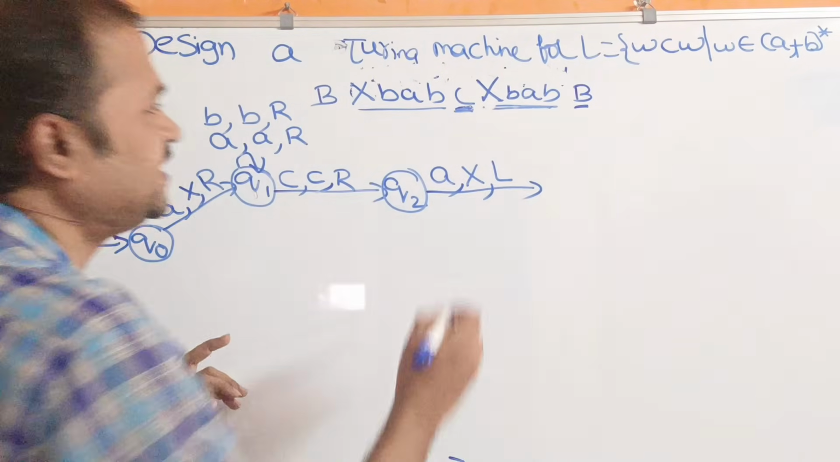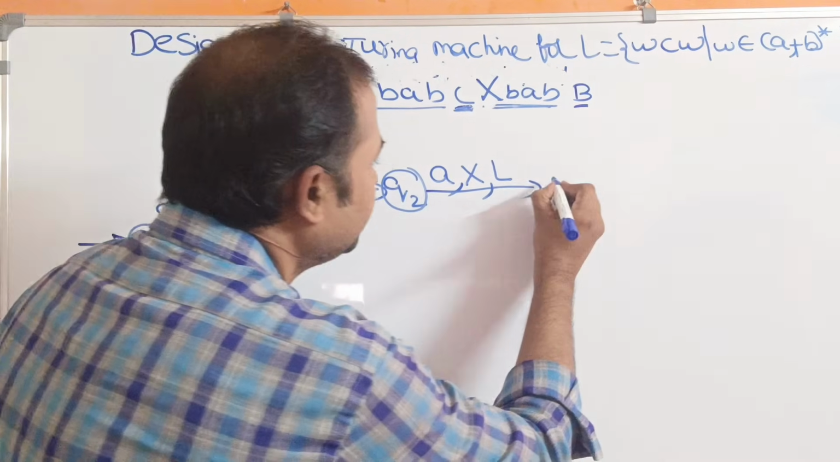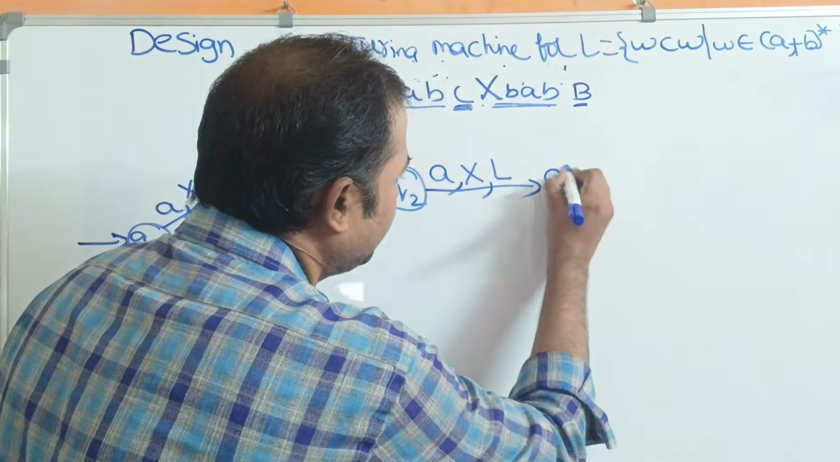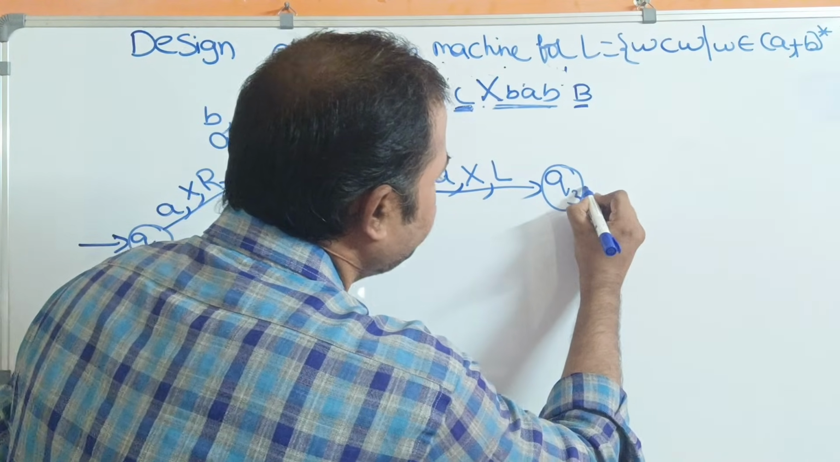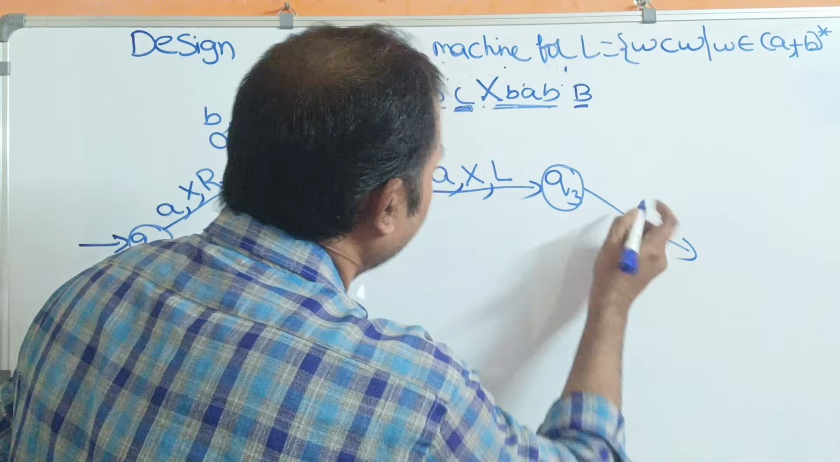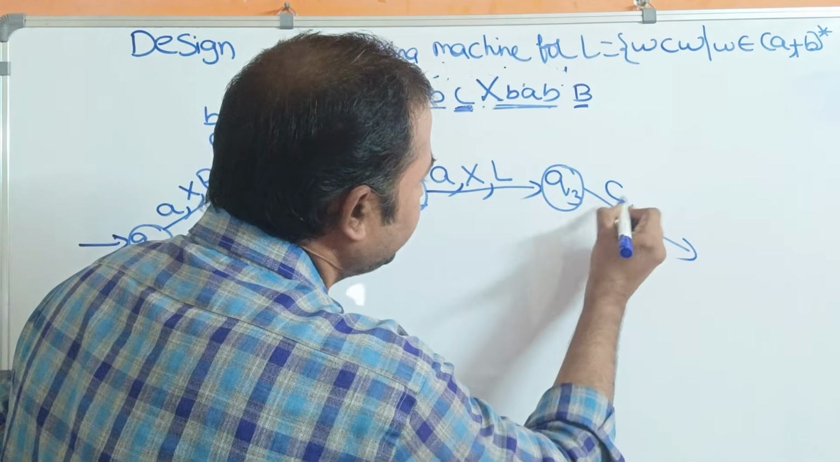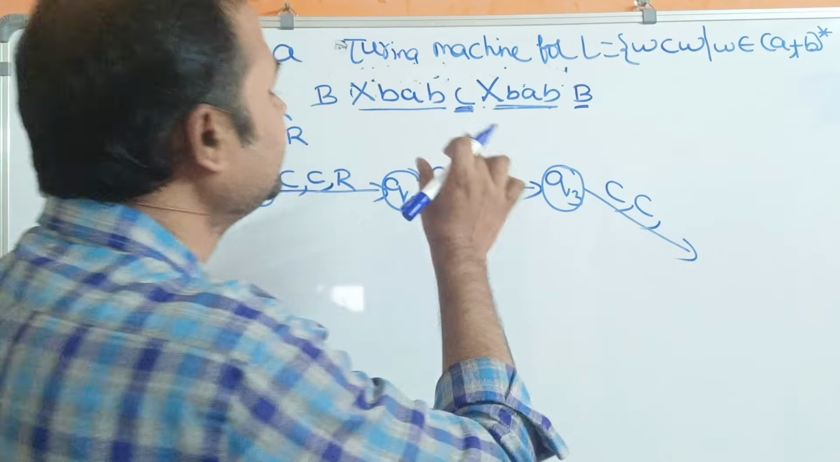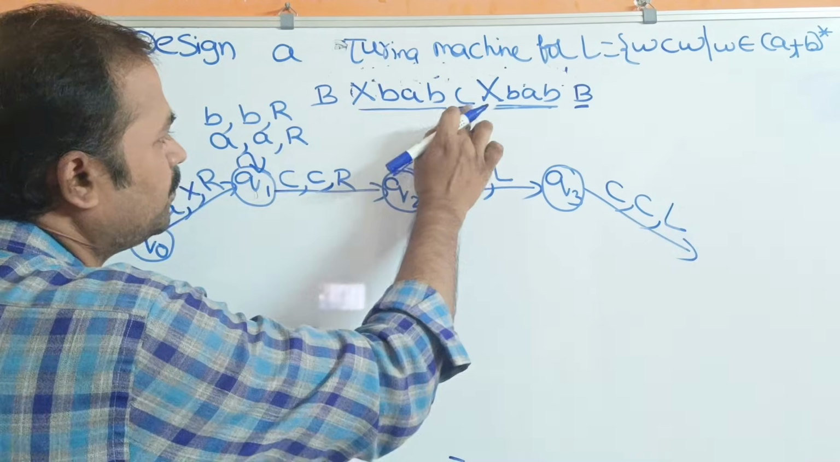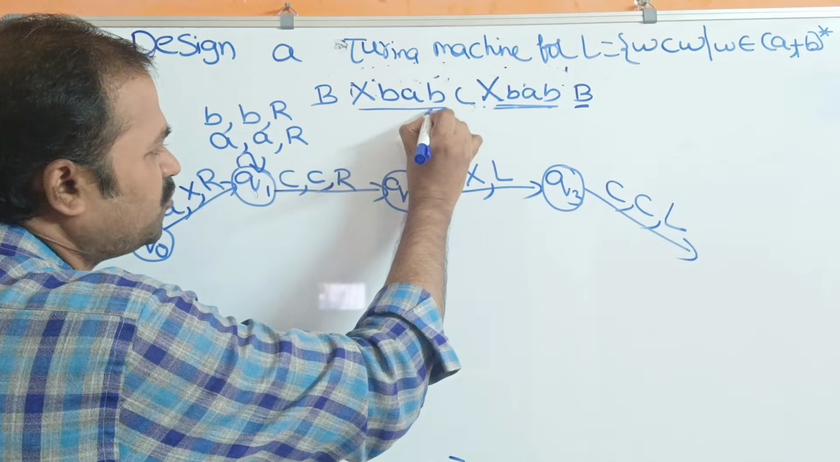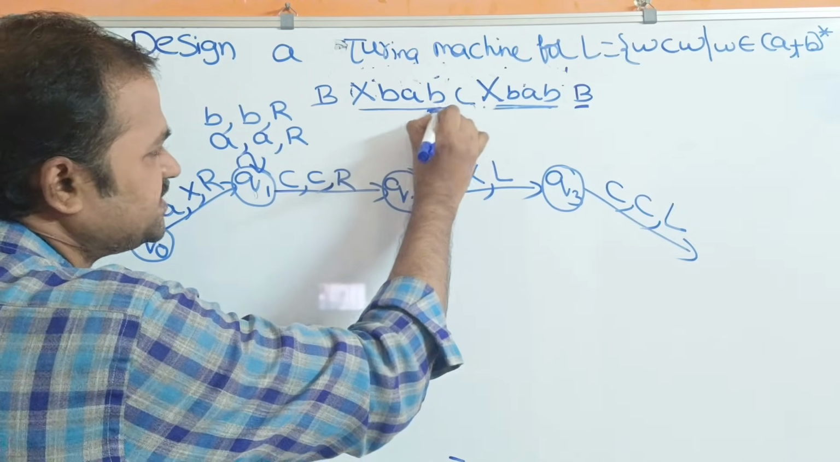So now we are at Q3 state. On Q3, if we read C, keep it as C only, but move the head towards the left. So now we are at this B position.